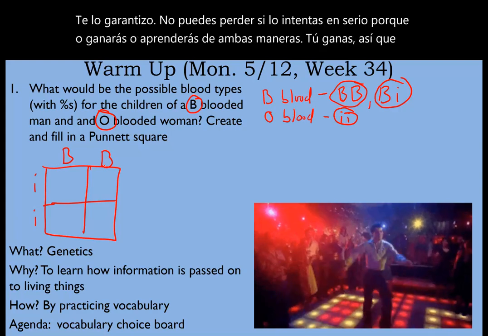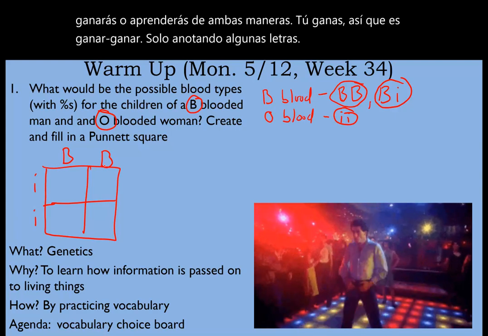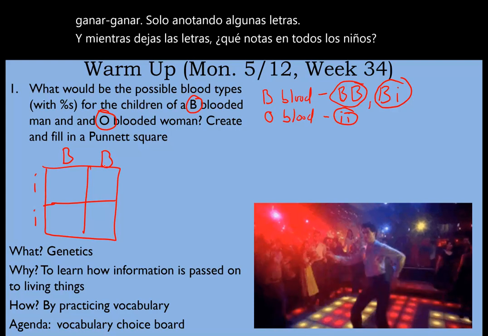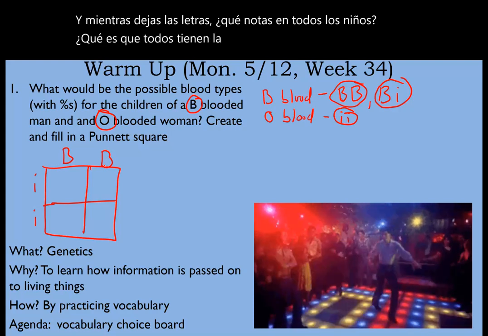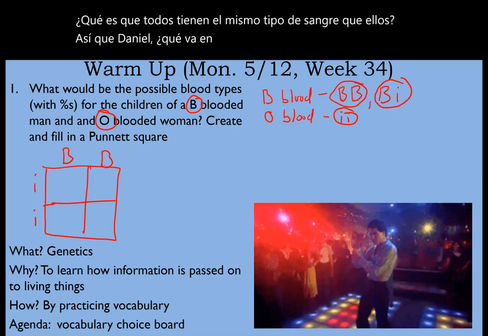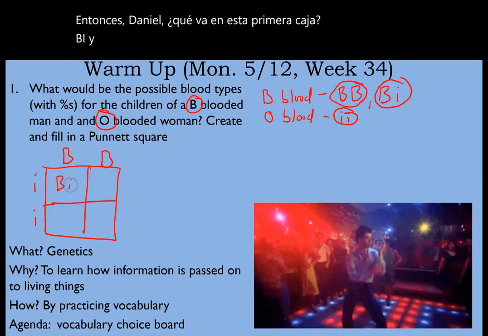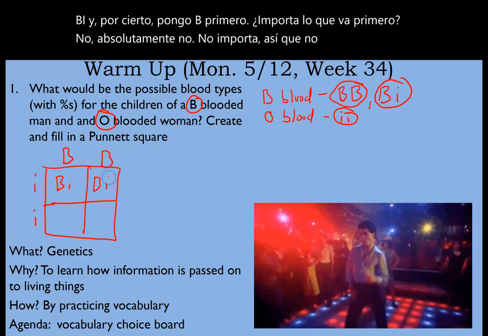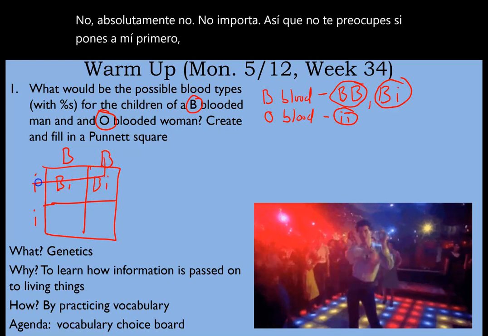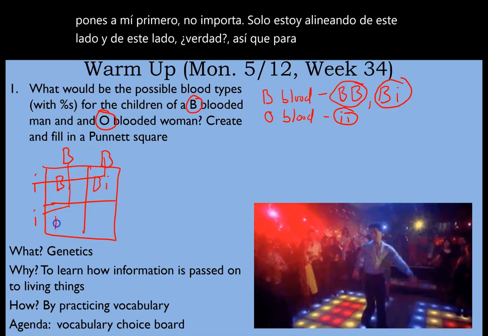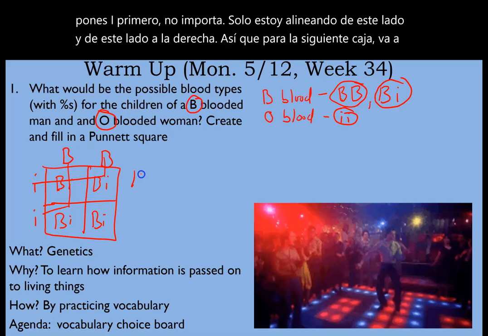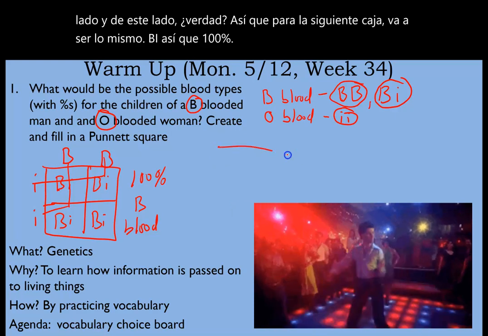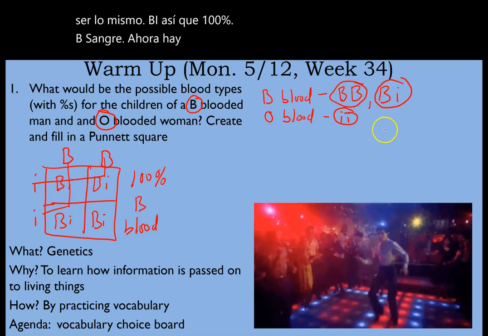Just putting some letters down. And as you put the letters down, what do you notice about all the kids? Do they all have the same blood type? They do. So Daniel, what goes in this first box? Bi. And by the way, I put B first. Does it matter what goes first? No, absolutely not. So don't worry if you put i first. I'm just lining up this side and this side, right? So for the next box, it's going to be the same. Bi. So 100% B blood.